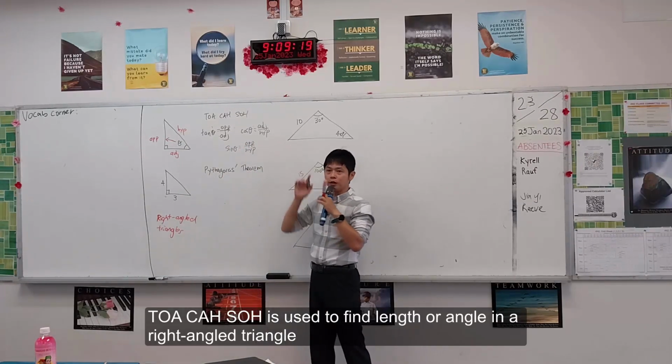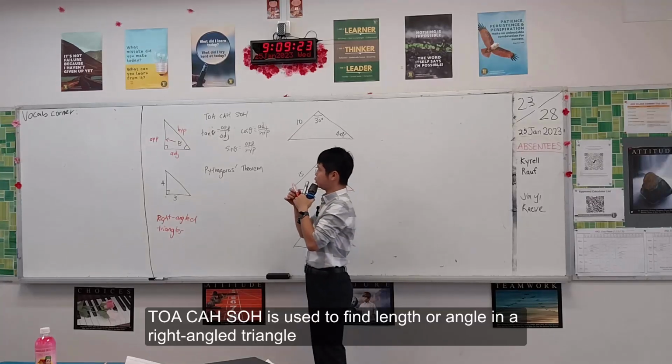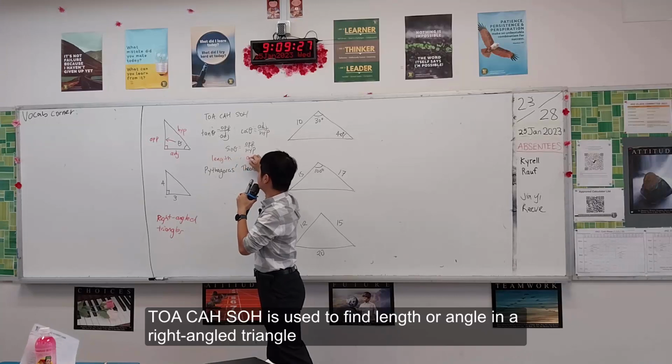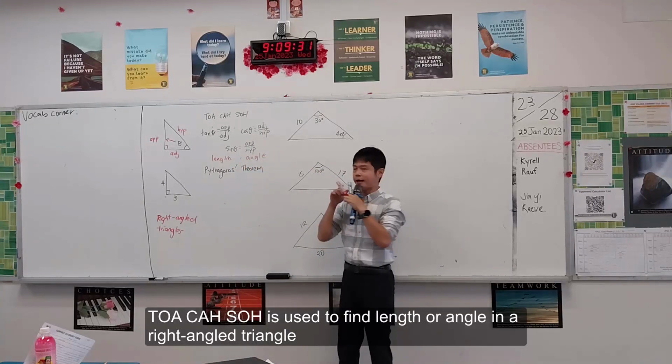Now this will only work for right angle triangles, and what is it used for? It is used to find the length and the angle of a right angle triangle. It is used to find the angle or the length.